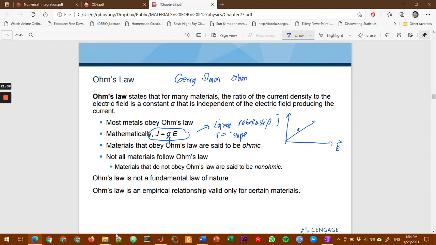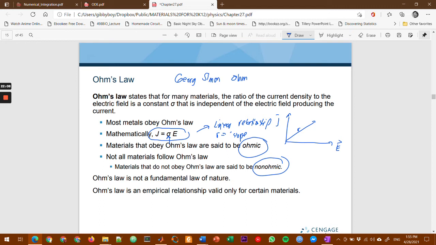So materials that obey Ohm's law are said to be ohmic. Okay, ohmic. Because not all materials obey Ohm's law. So for the simple case, materials that obey Ohm's law, we call them ohmic. Okay. So for those materials that do not obey, we call them non-ohmic.